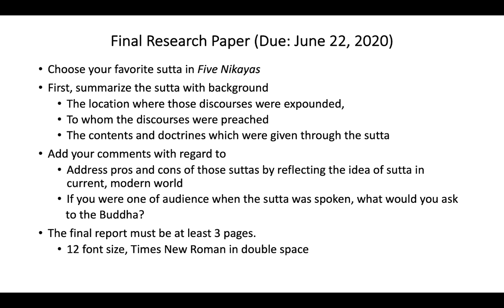If you choose a couple of your favorite sutra in the five Nikaya, first, you have to summarize the sutra with the background, such as where was the location in which those discourses were expounded, and then who were the audience, to whom the discourses were preached. You summarize the content of that sutra, and then the Buddhist doctrine or principle which is underlying in that sutra. What kind of teaching does Buddha intend to deliver to the audience? And you write down this first part, and then you will add your comment, address pros and cons of the sutra by reflecting the idea of the sutra in the current modern world.